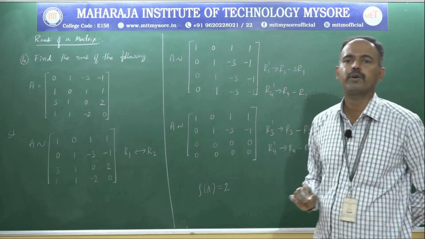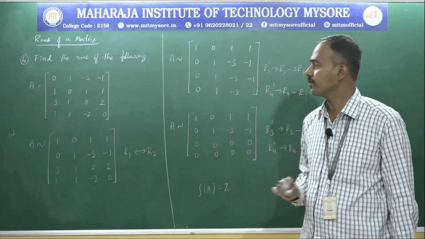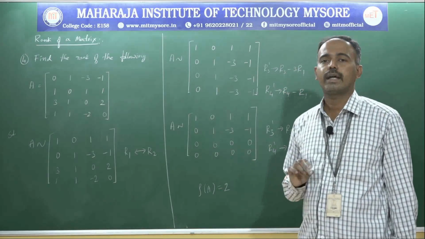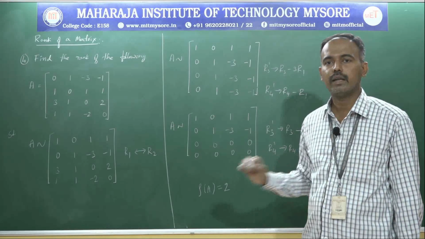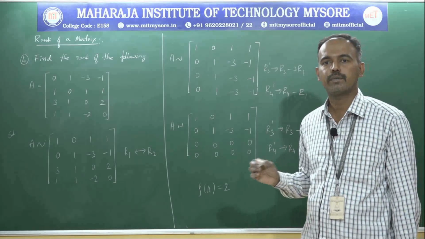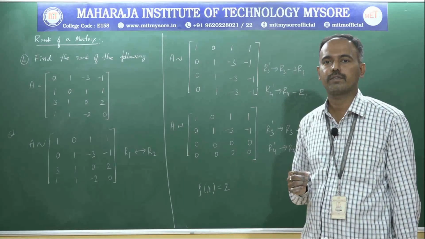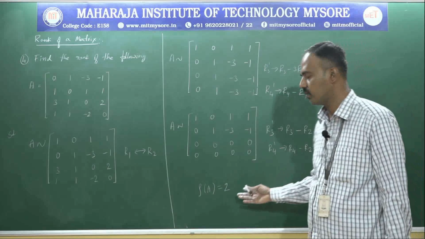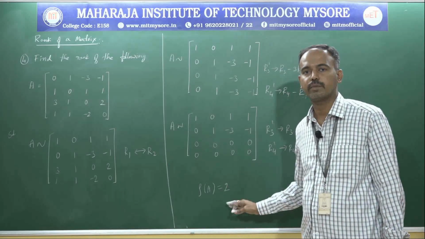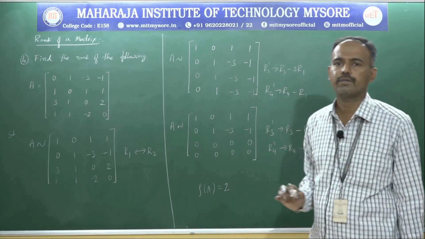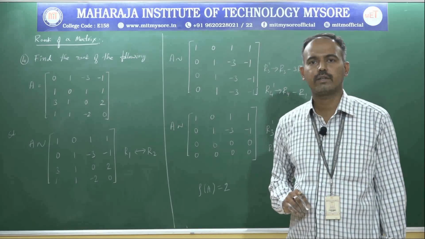Okay, here one important observation is that to find the rank of the matrix, with the help of the echelon form of the matrix, or otherwise the row reduced echelon form of a matrix, we can find the rank of the matrix. Okay, that will be the important thing here. Okay, is it clear to all of you? Okay, thank you for watching the video.